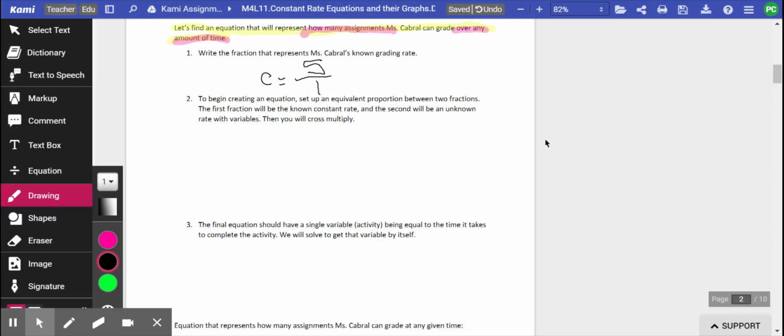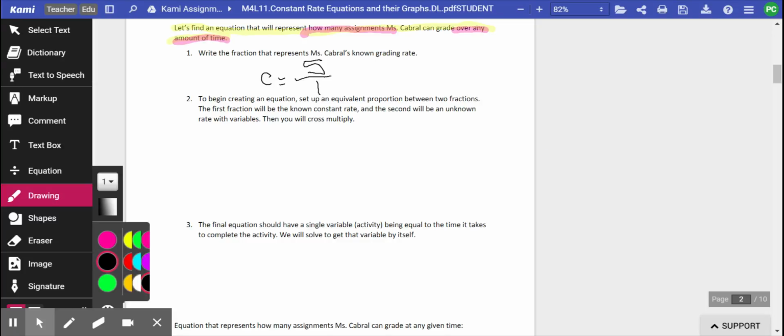The next thing is, once I know what my constant rate is, now I want to set up an equal proportion, or two fractions equal to each other, just like I did for the cross multiplication question in the warm-up. But this time, I don't know how many assignments I've completed, and I don't know how much time. So we have to use variables as well. Then we're going to cross multiply to create that equation.